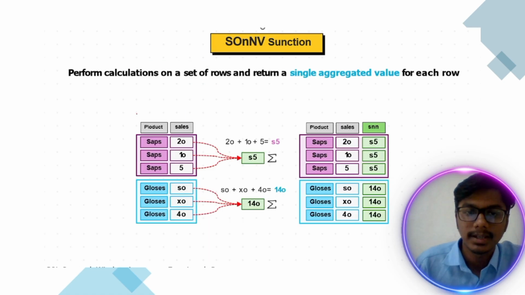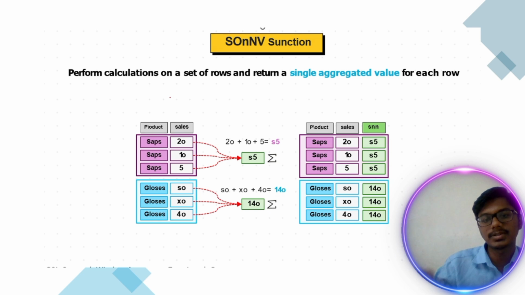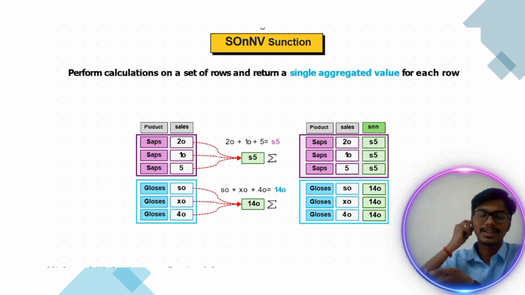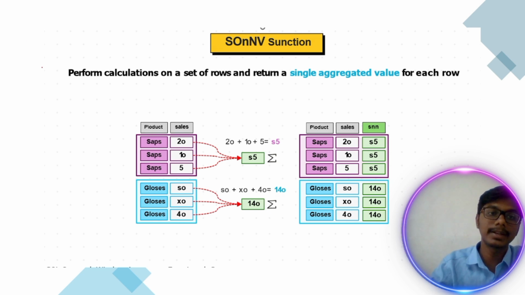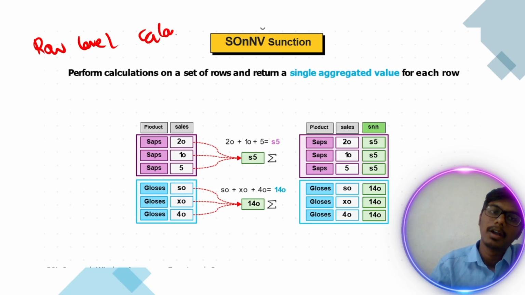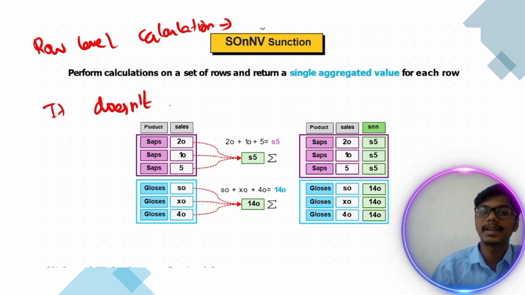So it is grouped into the sum of the values and applied at the row level calculations. It doesn't collapse any rows. The main agenda of the row level calculation is that it performs the calculation without collapsing the rows. That's the main point.